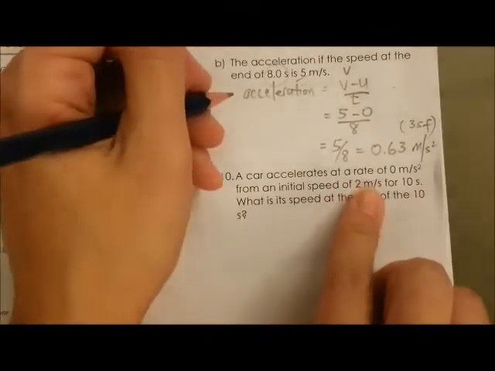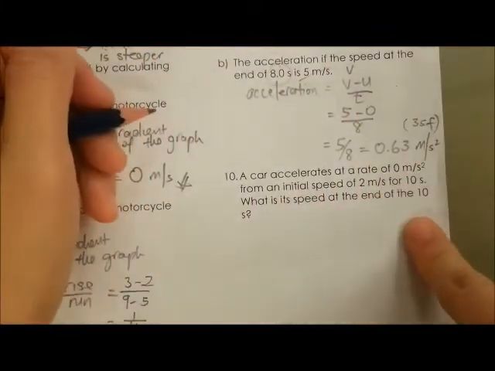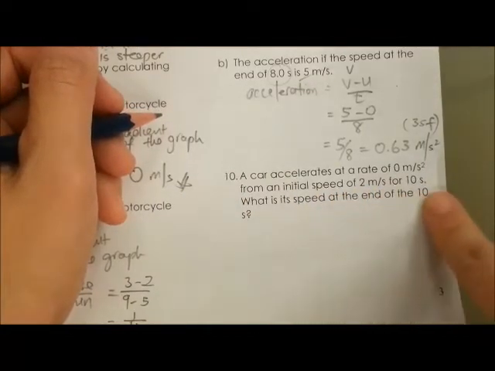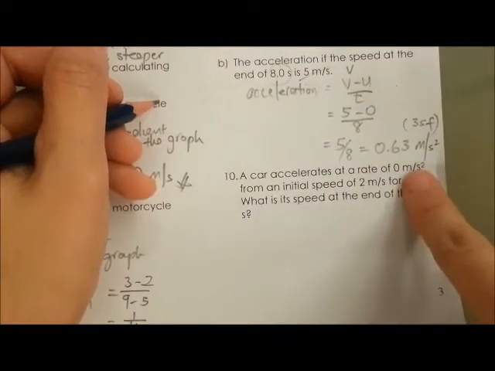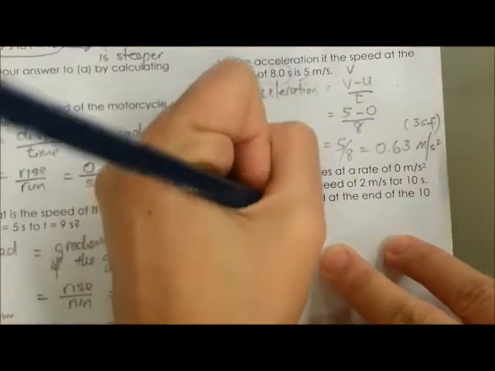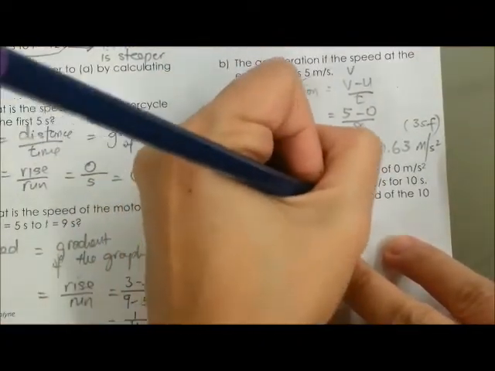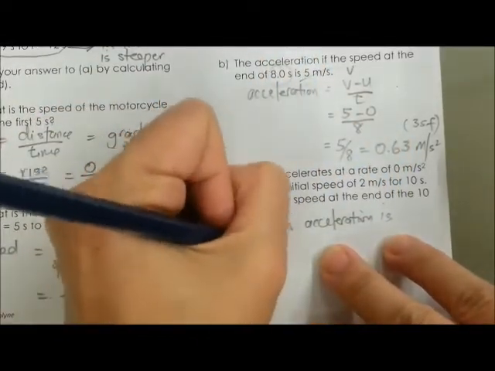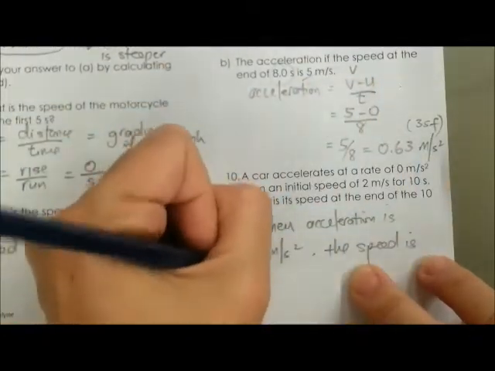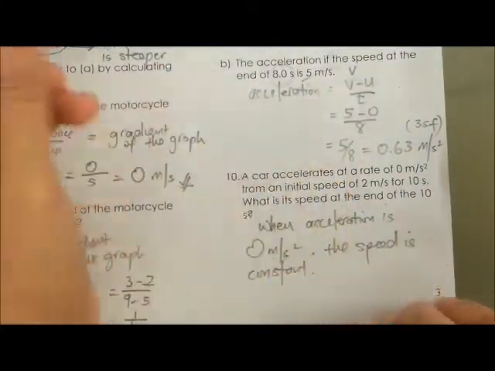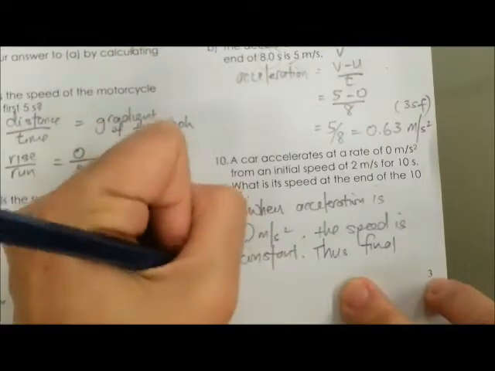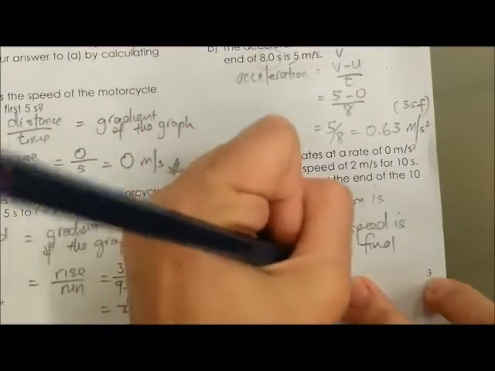A car accelerates at 0 meter per second squared from an initial speed of 2 for 10 seconds. What is the speed at the end of 10 seconds? 0 meter per second squared is not accelerating. Actually, it's a constant speed. You can write it in this way. When acceleration is 0, it means that the speed is constant. Thus, the final speed is also 2 meters per second.